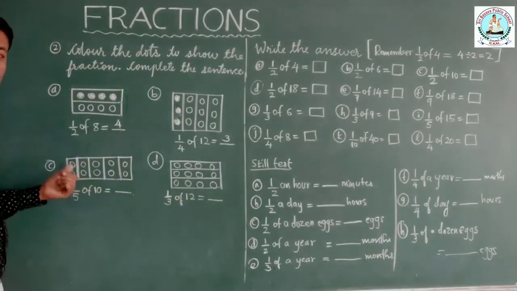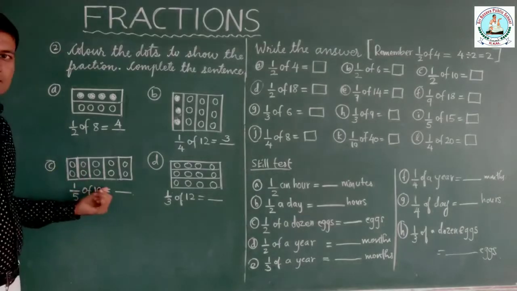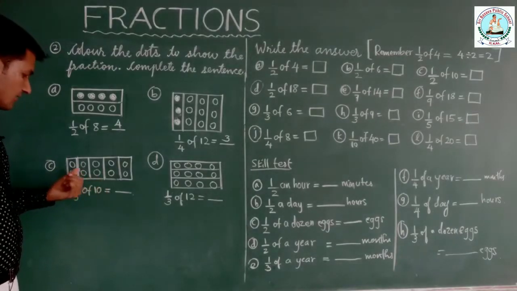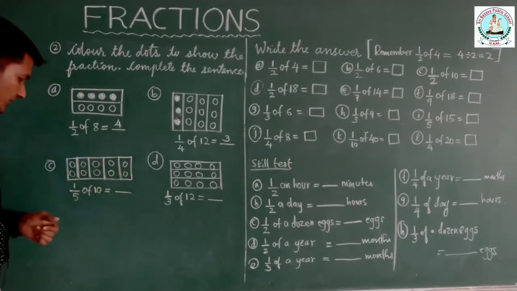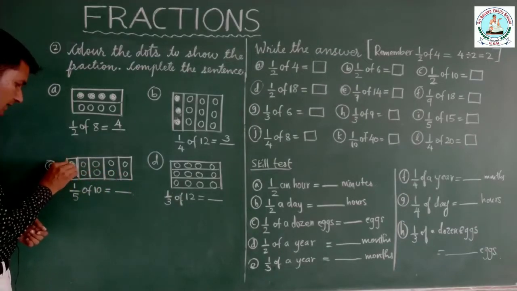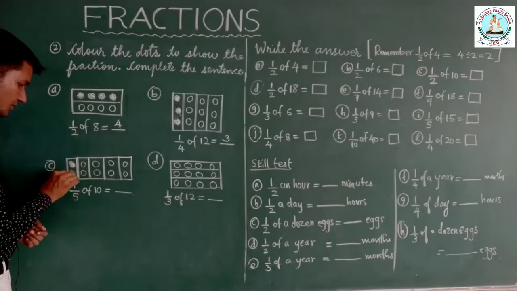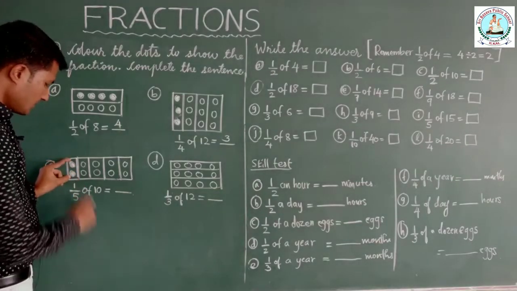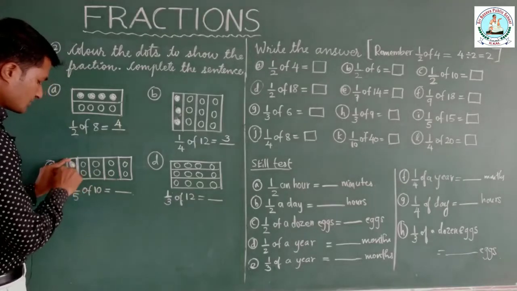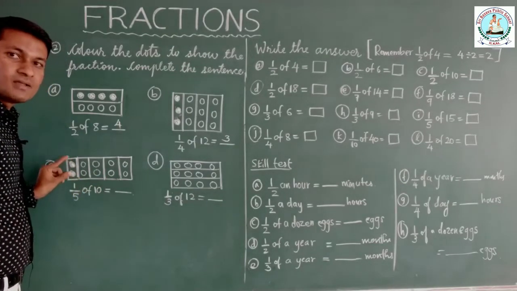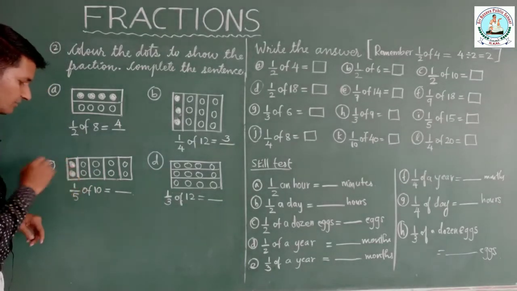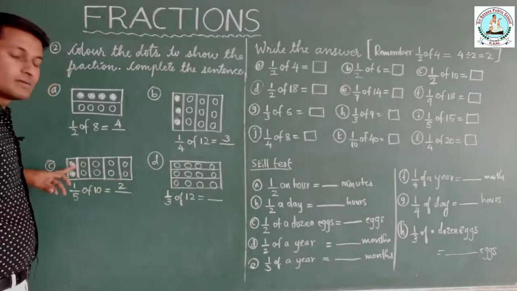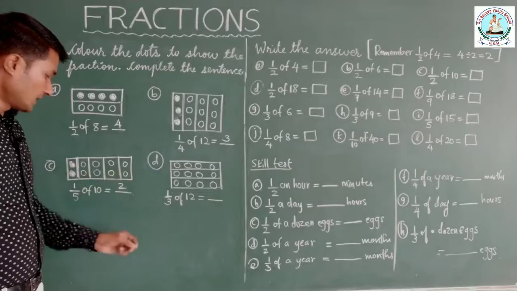Next, how many dots are here? 10 dots are here, and those 10 dots have been broken and kept in 5 different parts, and we need to color only 1/5 part of those dots. If we color so, then how many dots are colored? 2 dots. So that shows the 1/5 of the 10 dots. So what is the 1/5 of 10? It is 2 dots, because 2 dots are colored. That is the 1/5 of 10 dots.